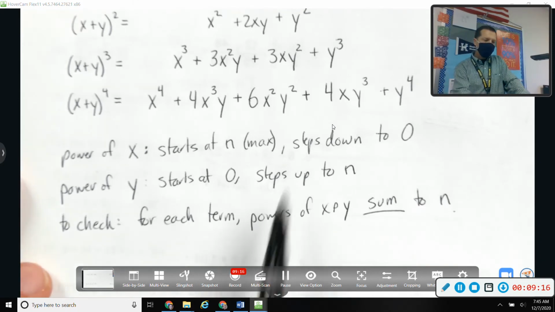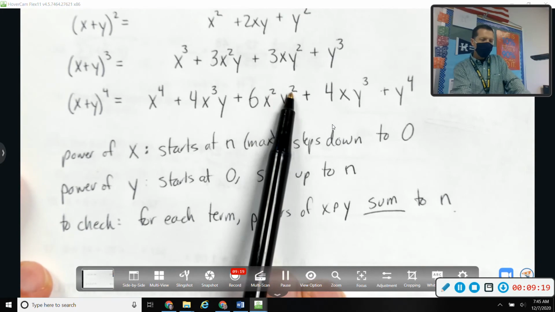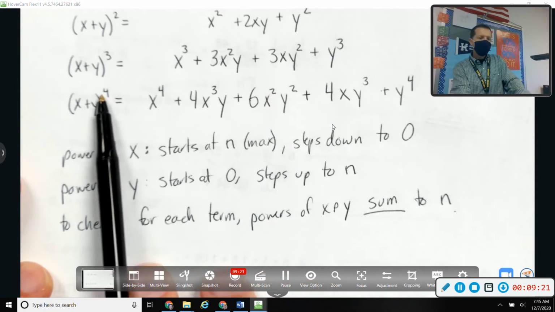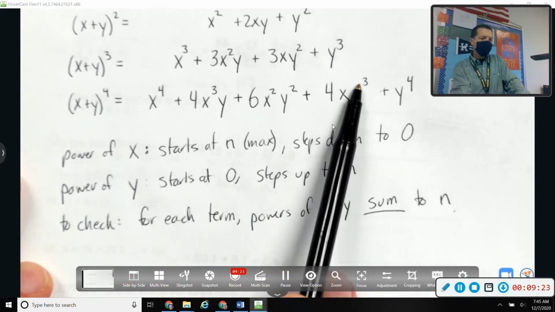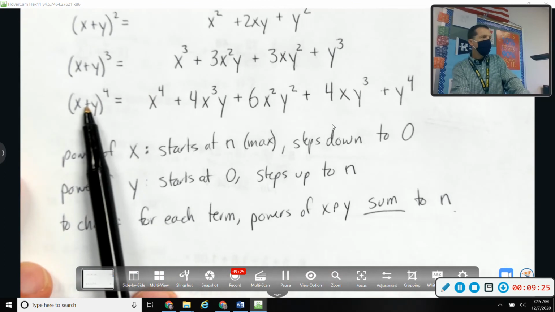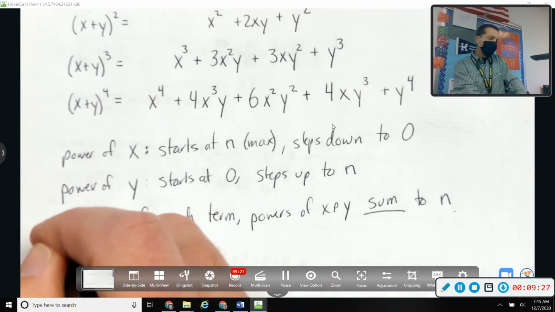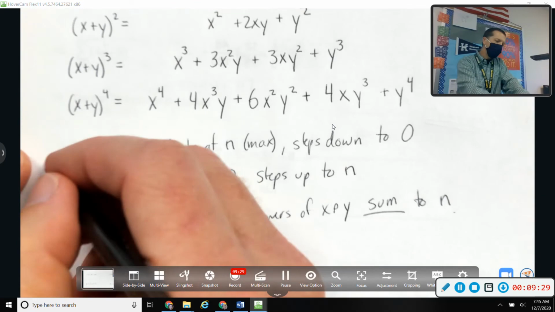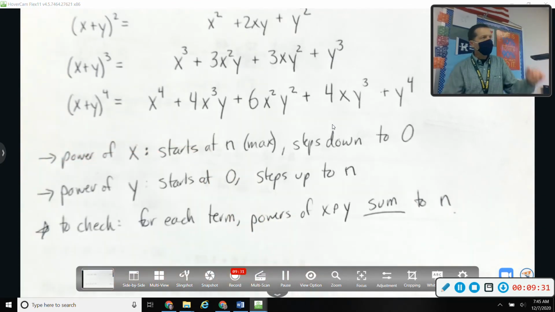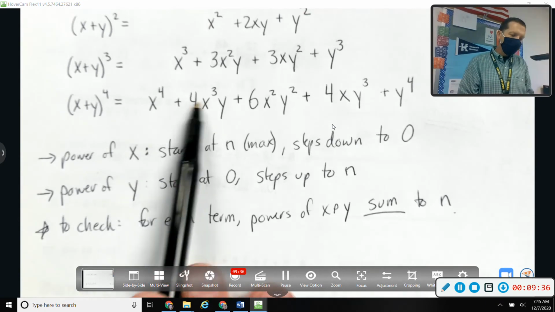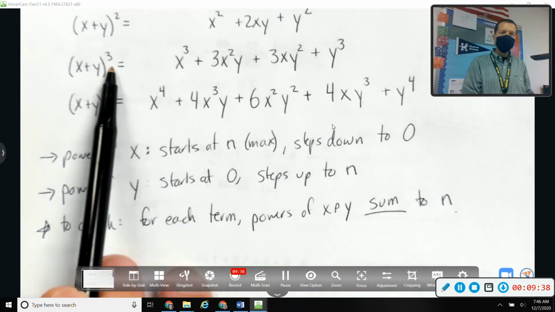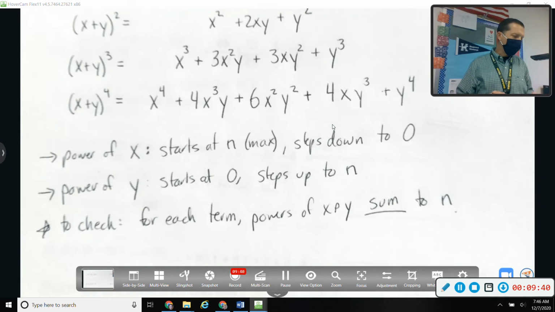So you pick any term, x squared, y squared, 2 plus 2 is 4. This was the 4th row one. 3 plus 1 is 4. 1 plus 3 is 4. Just 4 is 4. So this is a pretty good check. I would do it using the first two. Step down your x's, step up your y's, and then if you're worried, check and make sure that they all add to 4 or 3 or 7 or whatever row you're worried about.